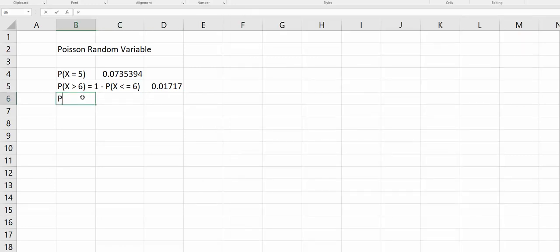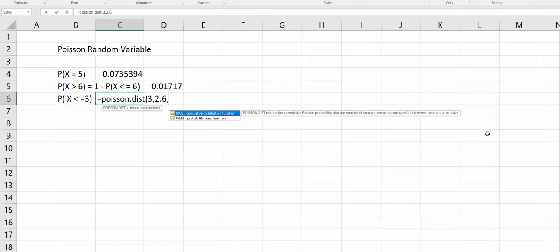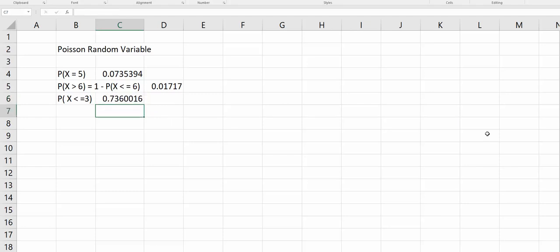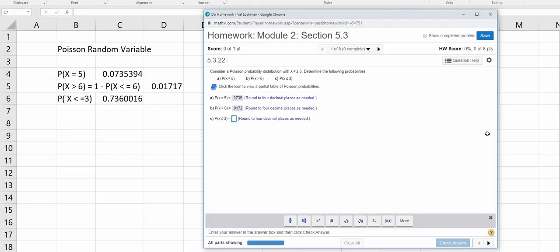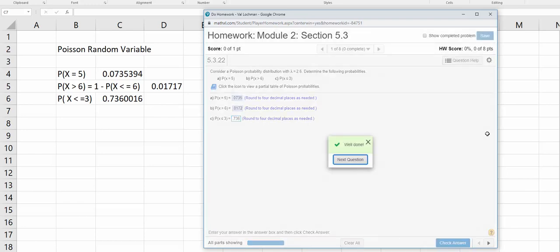And then the last one is less than or equal to 3, or at most 3. That one we can compute with the Poisson distribution. We'll go up to 3, the mean is 2.6, and here we say yes, true for cumulative. We get 0.736. All right, that's everything.